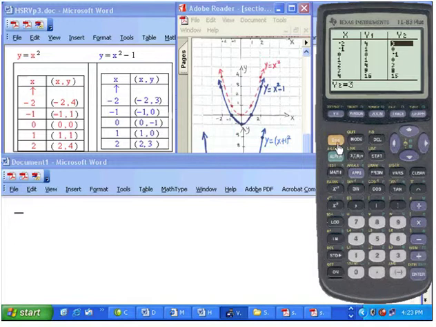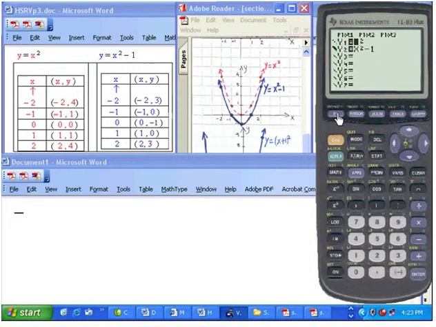Now let's graph those two functions. Remember again, y equal to x squared is the dotted pattern, and y equal to x squared minus 1 is the bold pattern.